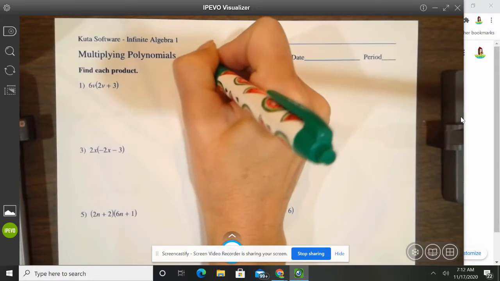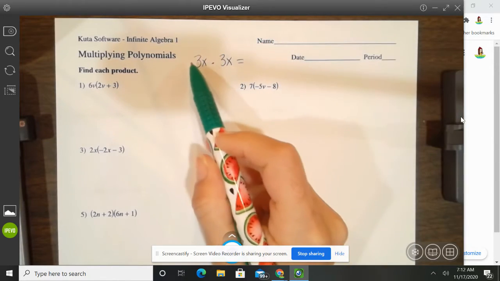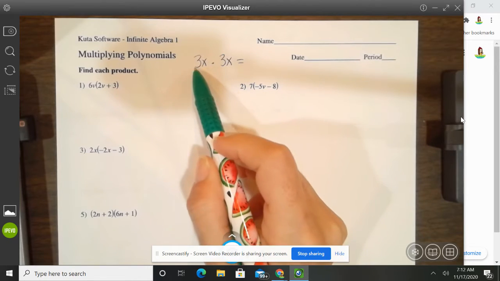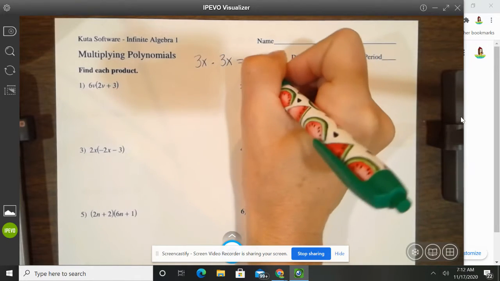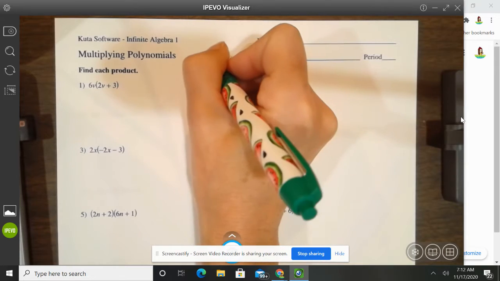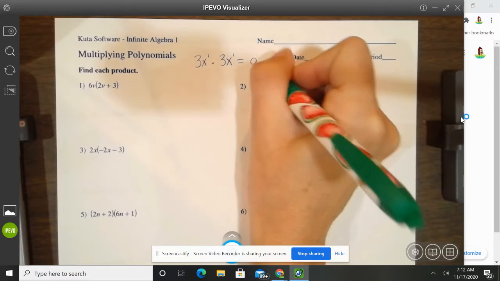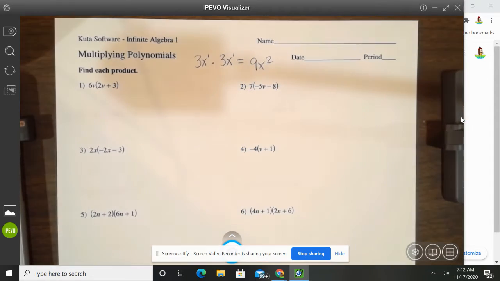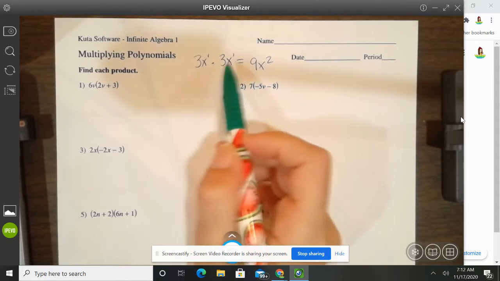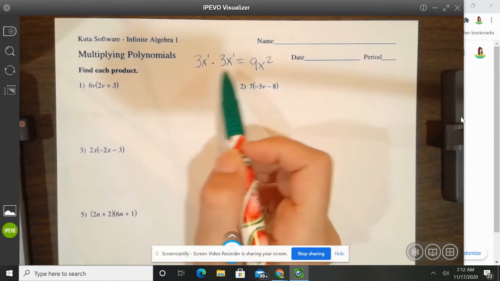As an example, we have 3x times 3x. Well, we have to multiply the coefficients, so that's 9. And then we add the exponents on the x's. So this is an exponent of 1, so 1 plus 1, that's x to the second power, so x squared. We have to remember that we add the exponents now when we multiply.